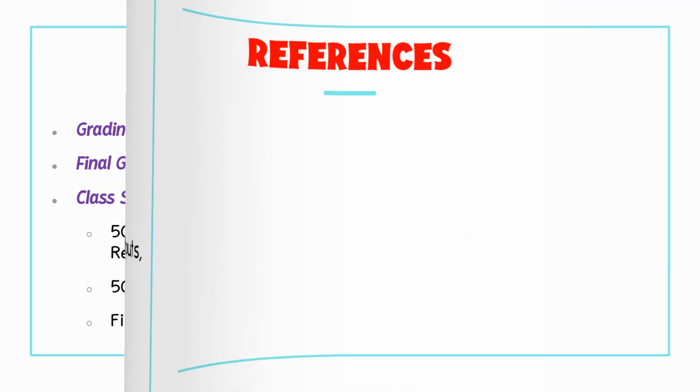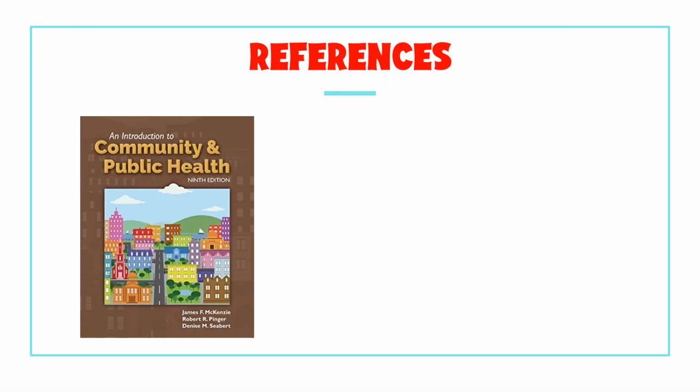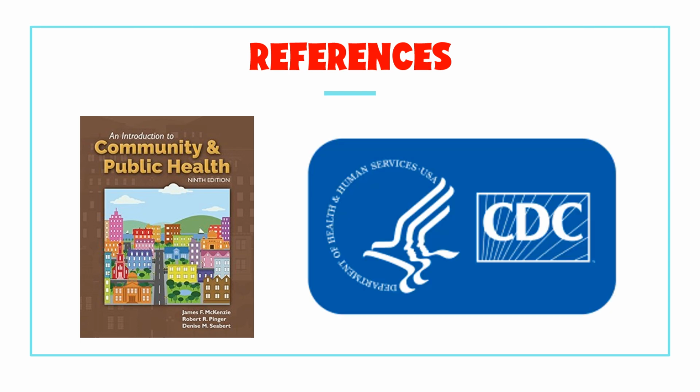For the references, you have Mackenzie, An Introduction to Community and Public Health. I think this is also the reference used in your CPH lecture, and you will use it since everything discussed in the lecture is in it. And for our electronic reference, that would be the CDC.